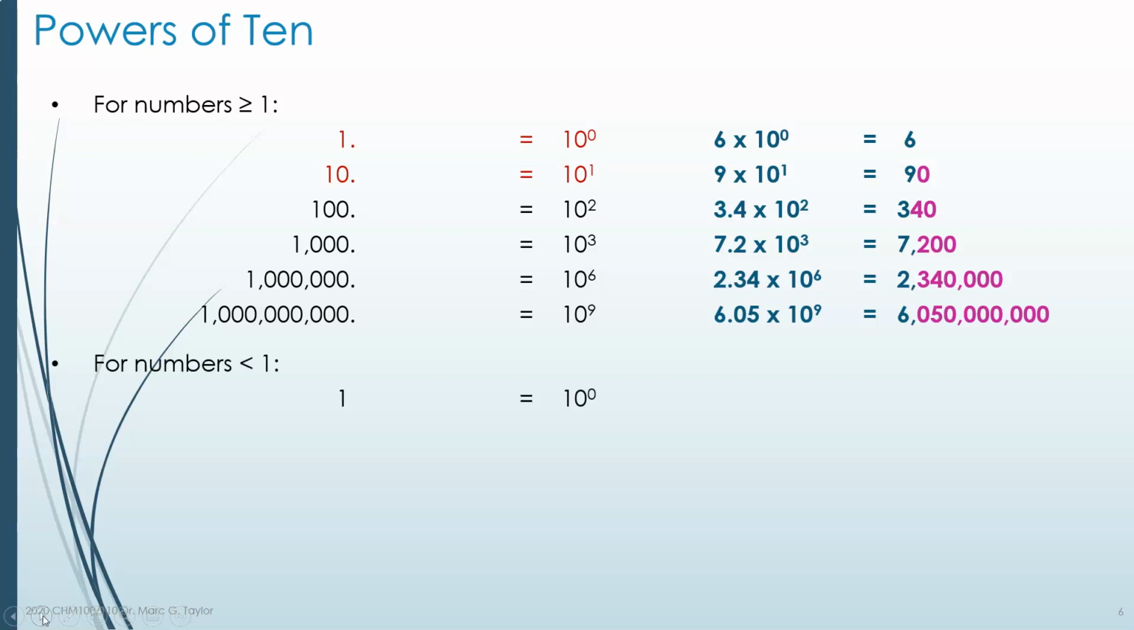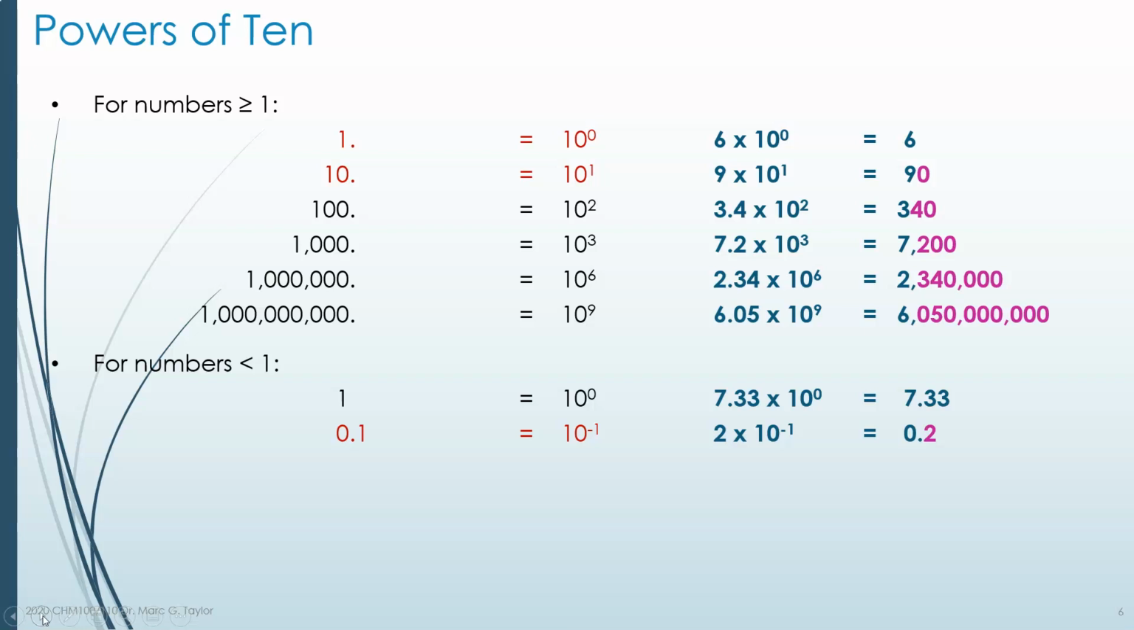Now we can also go to negative numbers. We'll start again at 10 to the 0, which is 1. So 7.33 times 10 to the 0 is simply 7.33. But if we have powers of 10 that are negative, now we move the decimal place to the other side of the 1. And so 10 to the minus 1 is 0.1.